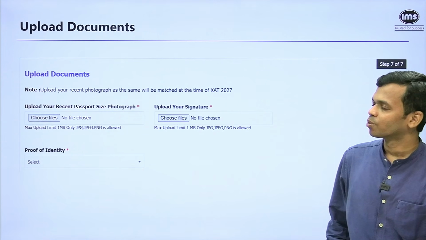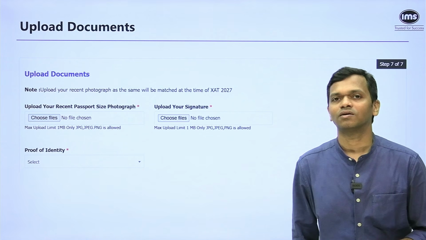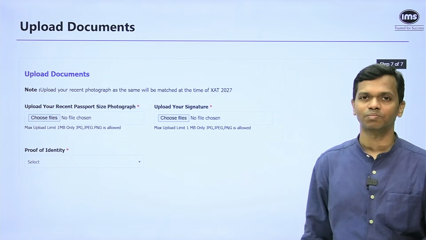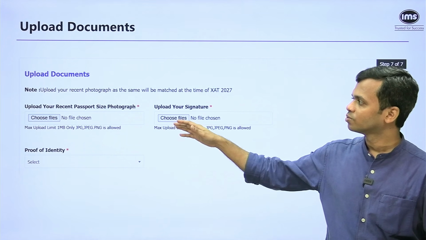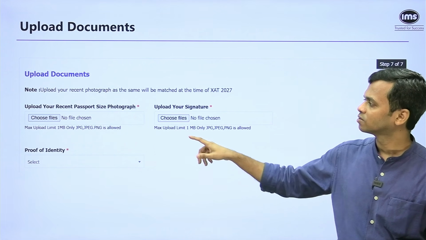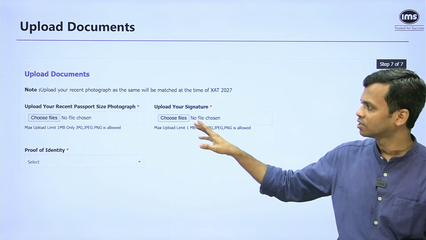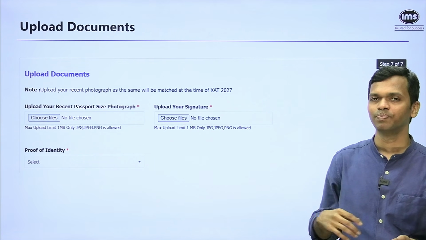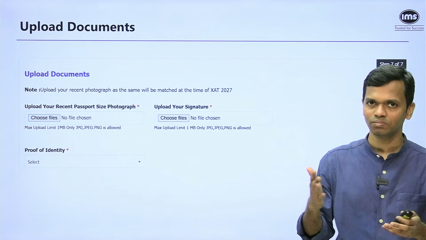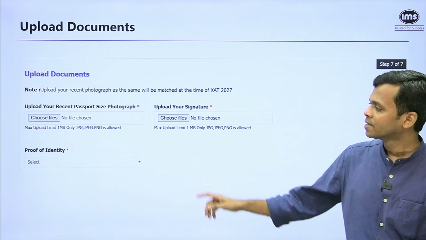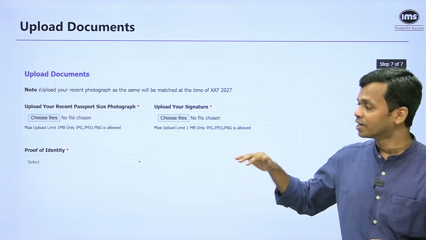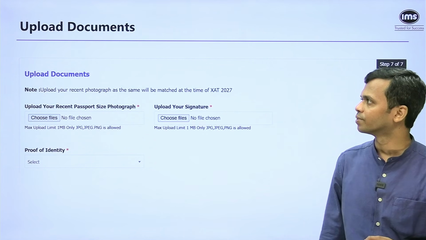And finally, uploading documents. Till last year, they allowed DigiLocker documents. This year, surprisingly, they have removed it. So you have to only upload. One passport size photo and one signature, 1 MB is the size limit, JPG and PNG. If you have a file size which is more than this, use picresize.com to compress it under 1 MB. Then proof of identity: Aadhaar, PAN, driving license, and so on. You have to enter the number and upload the document as well.